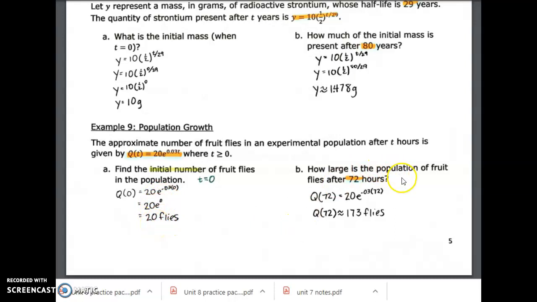But after 72 hours, we plug 72 in for t. We get about 173 flies. So this one I rounded to the nearest whole number because it wouldn't make sense to have a decimal number of fruit flies. So the rounding is going to depend on your problem. For the most part, you're going to want to go to 3 decimal places, but again, it depends on the problem. Okay, so that's it.